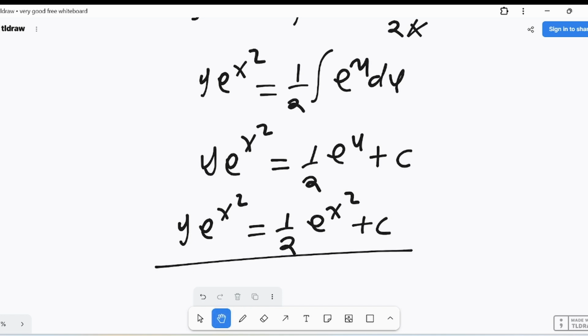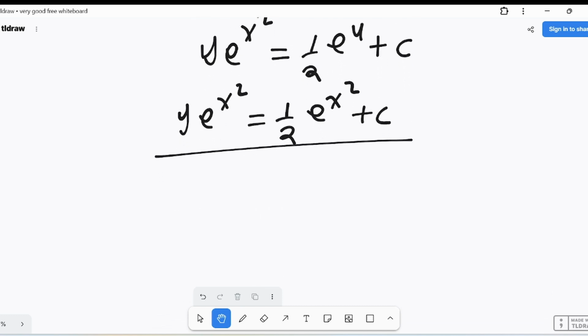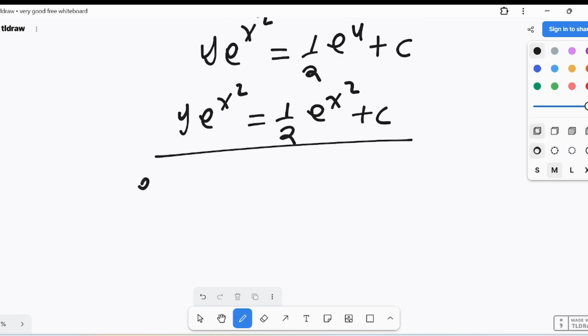Now, lastly, we have done the one for algebraic exponential. Now let us do one for trigonometric. So trigonometric, example 1. This is example 3.